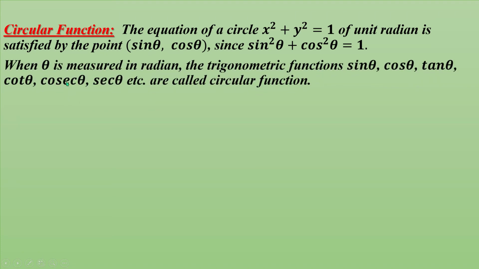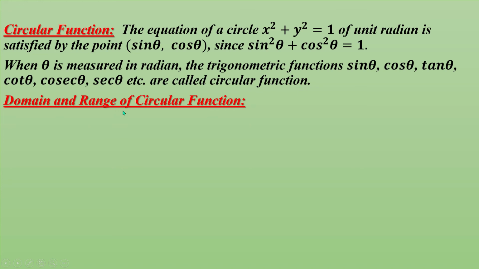So when theta, that means the angle, is measured in radians, the trigonometric functions, that means sin theta, cos theta, tan theta, cot theta, cosec theta, sec theta, etc., are called circular functions. And in my previous lecture I had explained radians. Okay.